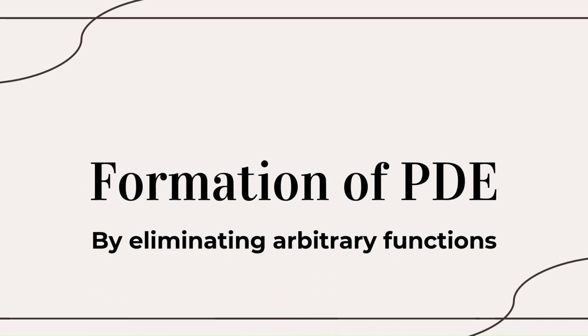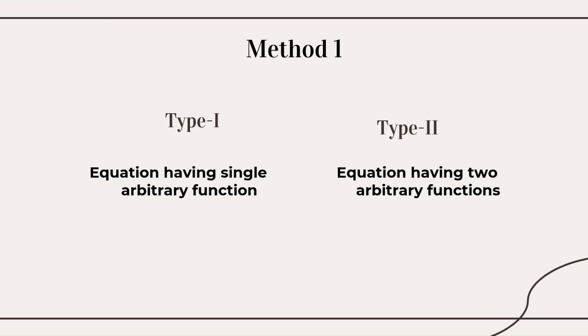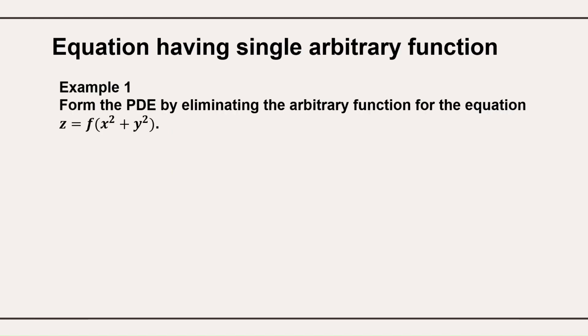In this video, we are going to see formation of partial differential equation by eliminating arbitrary functions. So here, method 1, under this, type 1 is equation having single arbitrary function, type 2 is equation having two arbitrary functions. So first example is for equation having single arbitrary function.